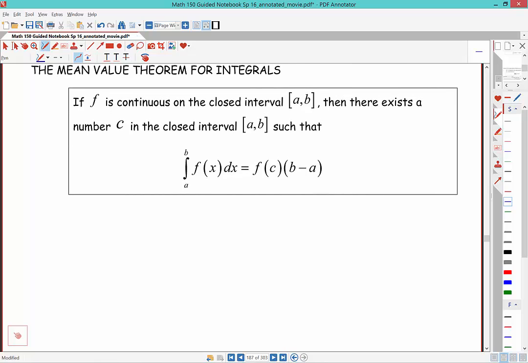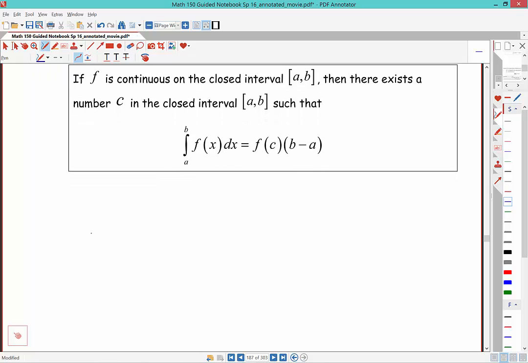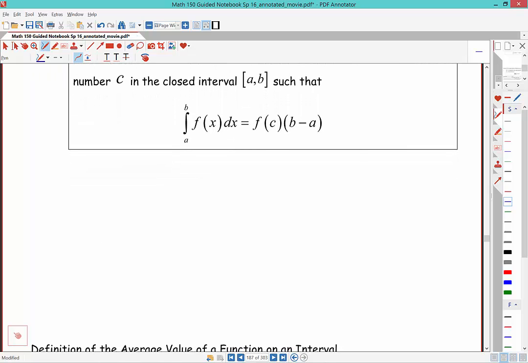Basically, the big picture idea for the mean value theorem for integrals is that the area under the curve is going to be equal to a rectangle that you can make by taking the height of the function at some domain value c, times the interval b minus a. So let's just take a look.